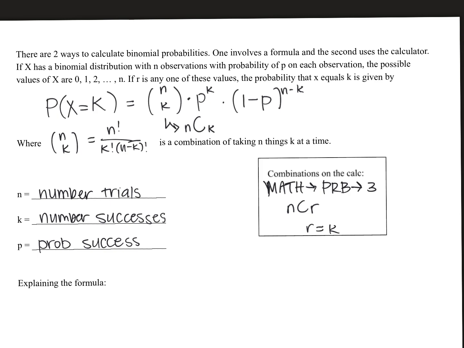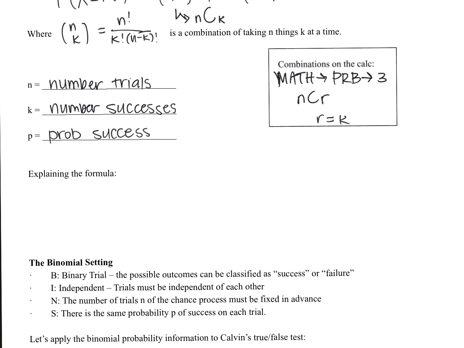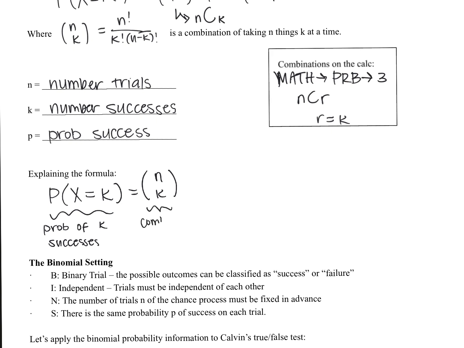So let's just go over what each part of that formula represents. The probability of X equals k. So this is the probability of k successes. And then we have n choose k. So this is the combination of k successes in n trials. So that part of the table where we did the 1, 5, 10, 10, 5, and 1, we did that by hand. This is how we do it using the calculator.